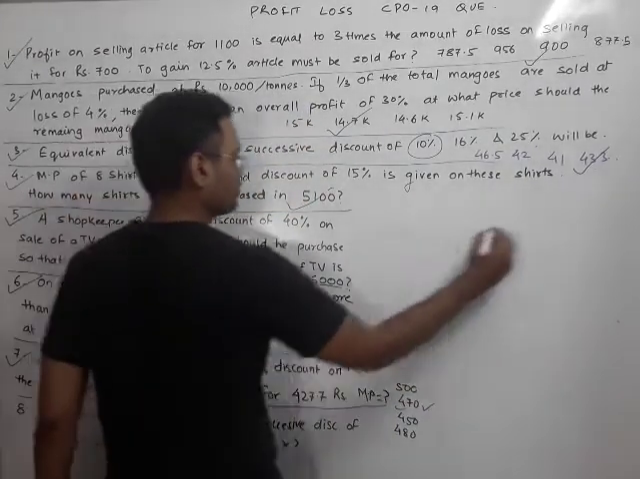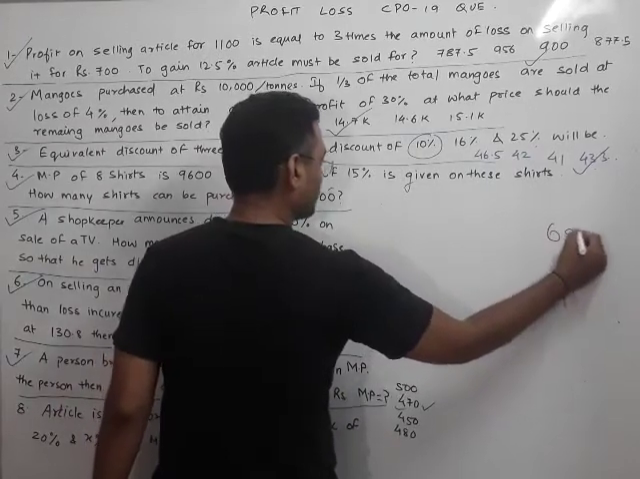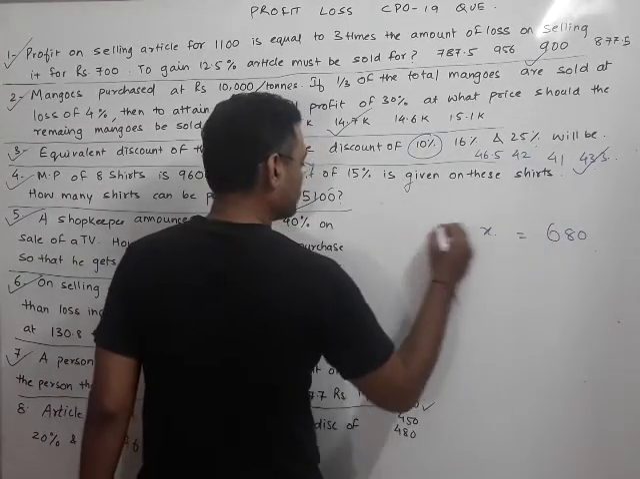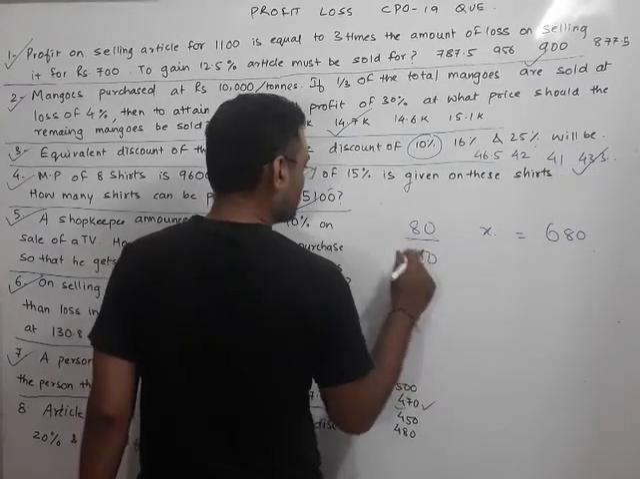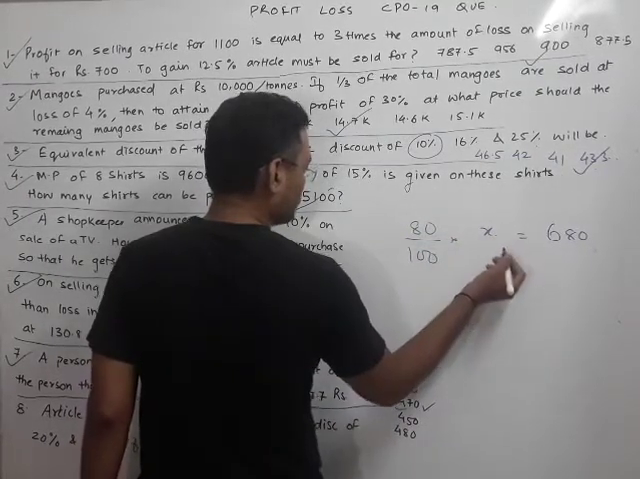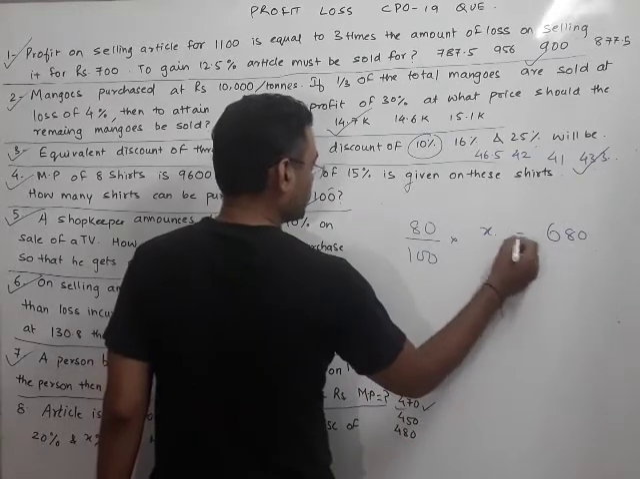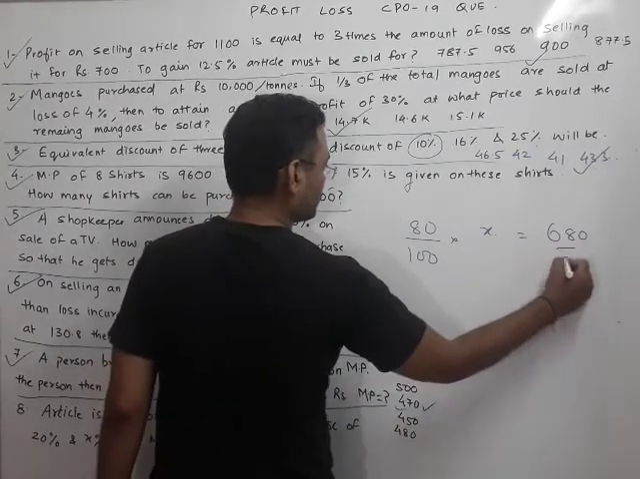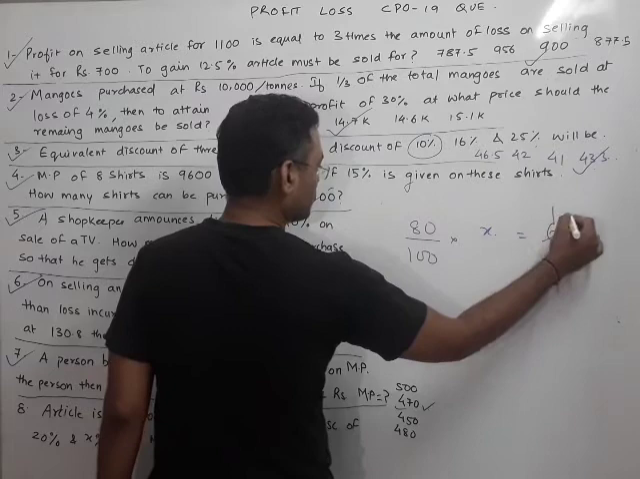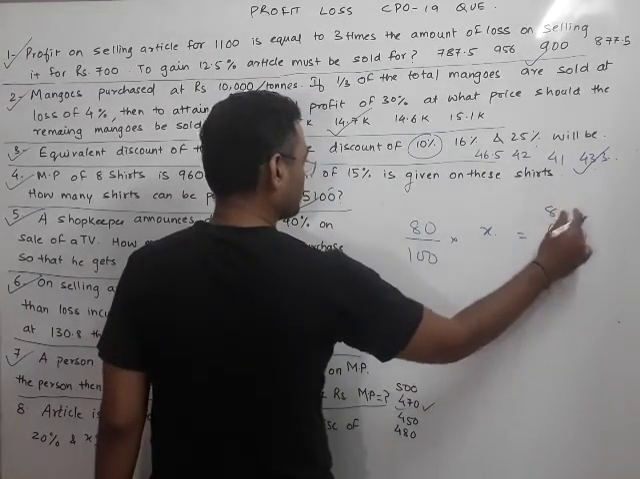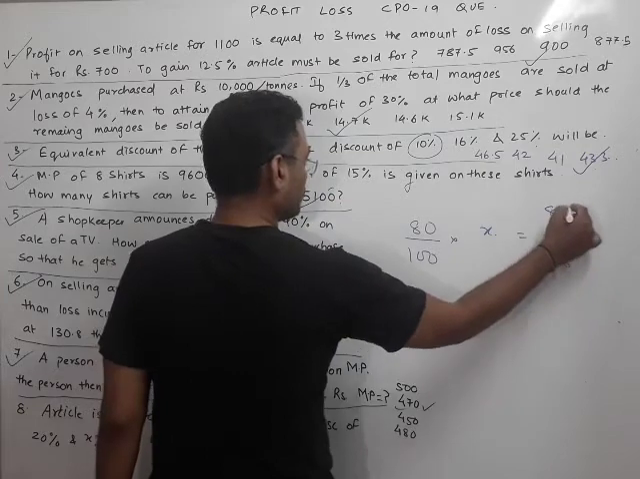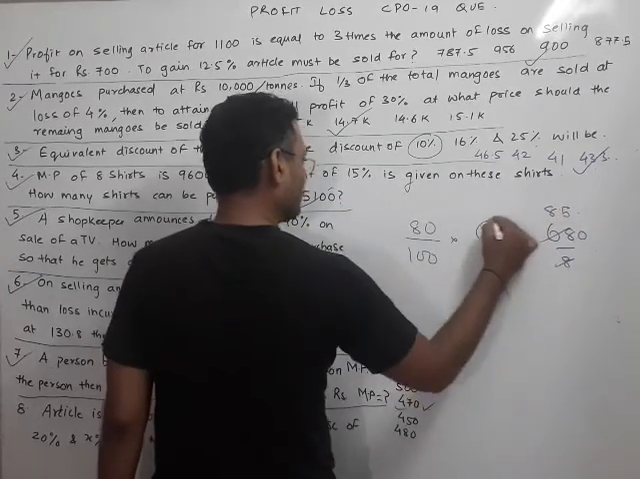680 rupees is what finally I had to pay. It is first discount of 20%, means first I had to pay 80%. Second discount I don't know, I have to find. So this is actually no need for any logic. 8 8s are 64, 5. So my X value is 85.